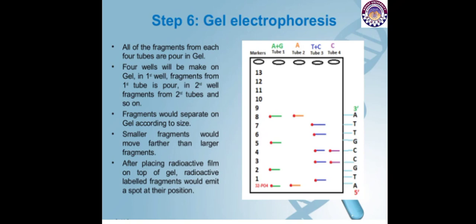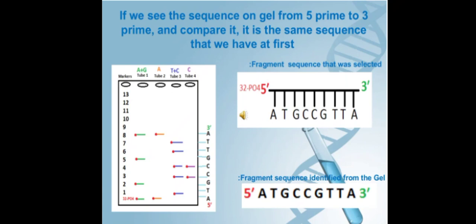Now the gel is exposed to X-ray film to prepare the autoradiograph, and we detect the labeled fragments and find out the sequence, which is always read in the 5' to 3' direction. The smaller fragments present, 2 in number at the bottom, are from tube 1, that is from A plus G, and the other is from tube 2, the adenine tube. In this situation, the base which is common in both will be present. So here adenine is present.